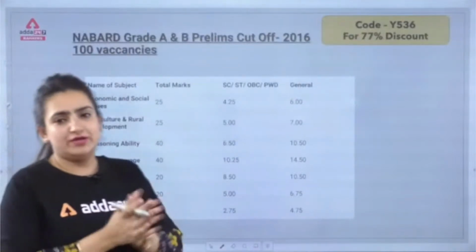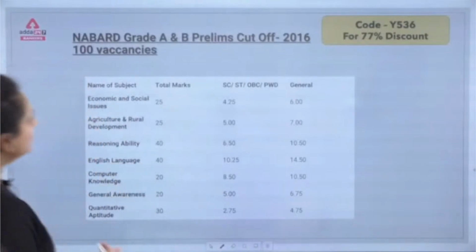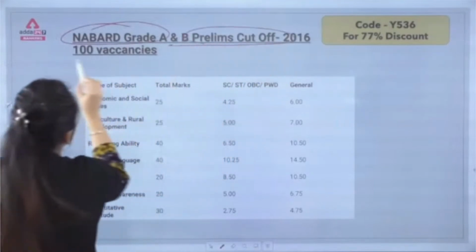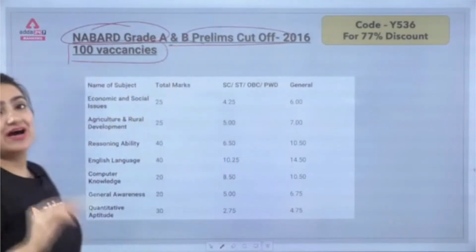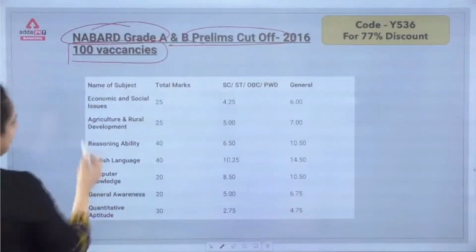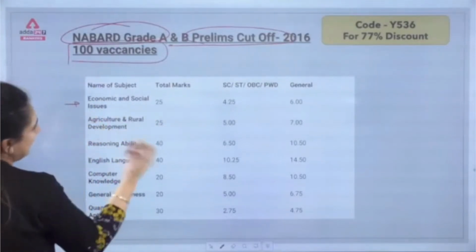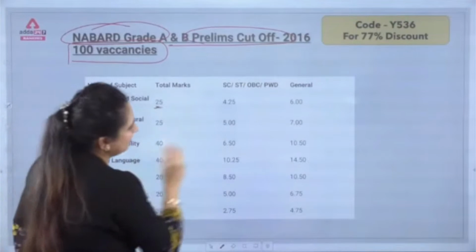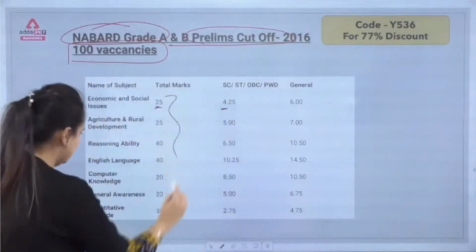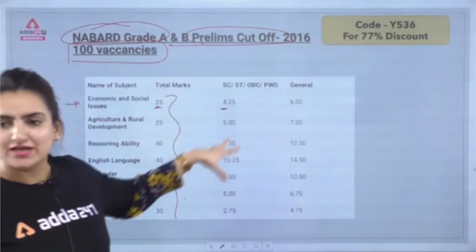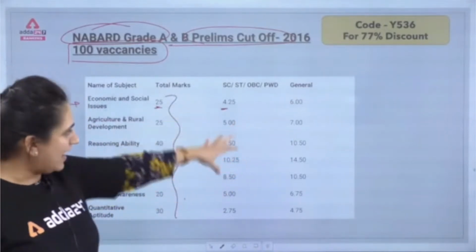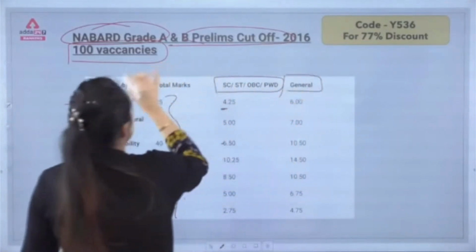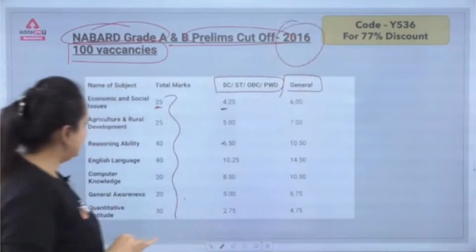My dear students, now we are moving on to something very exciting, the NABARD Grade A prelims cutoff of 2016, in which there were 100 vacancies. We'll be quickly seeing that and making sure things are clear. If you talk about economic and social issues, this carries 25 marks. This is the earlier pattern: how many questions there were, what the marks were, and the cutoff for the general and for the SC, ST, OBC, PWD categories back in 2016.